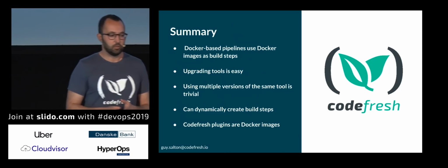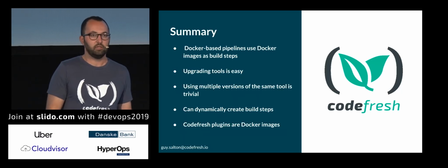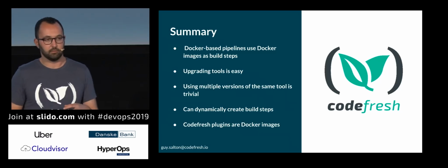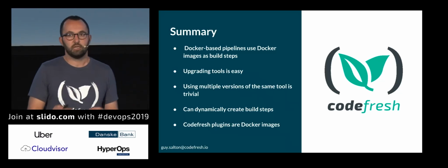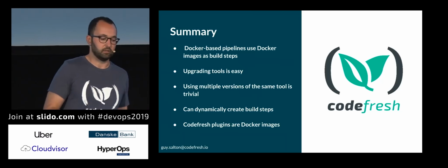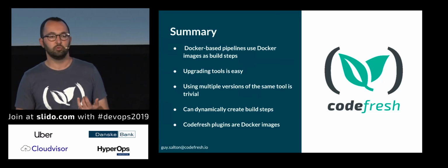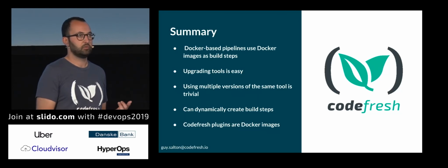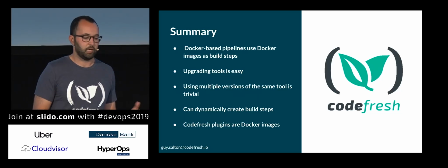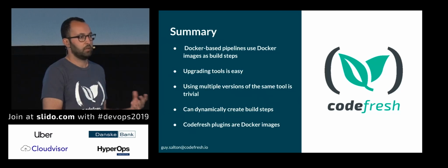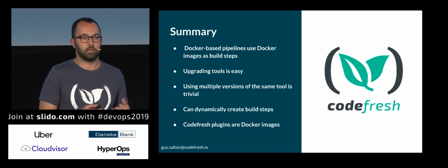So to summarize, what we saw here is an alternative way of using Docker, not as deployment artifacts, but as build tooling. Every step in the pipeline is running a Docker image. We saw how this can make upgrading of tools very easy, how this makes running multiple versions of the same tool inside the pipeline very, very easy, and also saw how we can dynamically create new steps in my pipeline from within the pipeline.